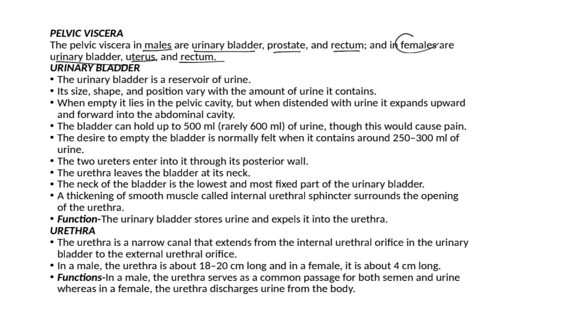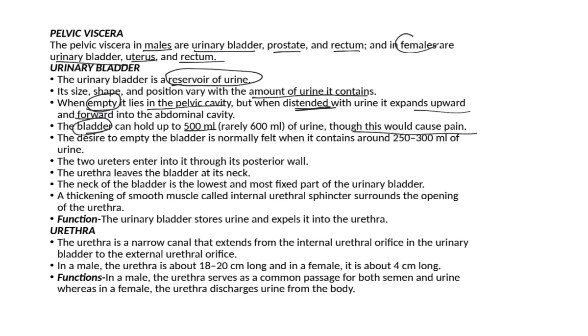So the urinary bladder is a reservoir of urine. Its size, shape and position vary with the amount of urine it contains. When empty, it lies in the pelvic cavity, but when distended with urine, it expands upward and forward into the abdominal cavity. The bladder can hold around 500 ml or close to 600 ml, that is half a liter of urine, though this would cause pain.